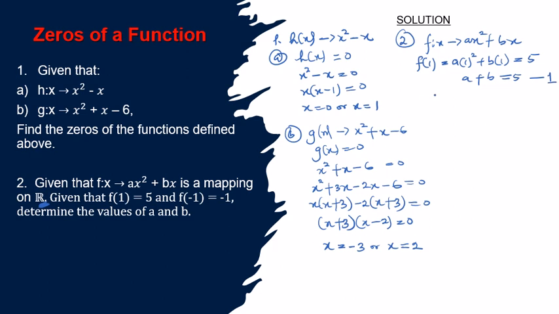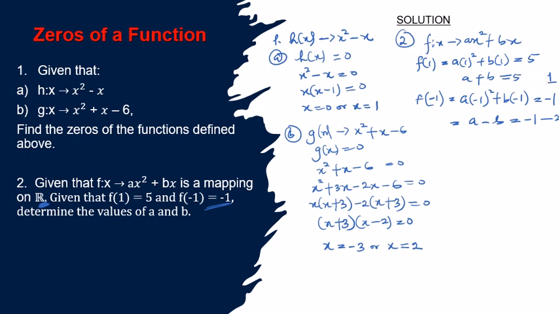Equation 1. So let's come to f of negative 1, which is equal to a into negative 1 squared plus b into negative 1, which is equal to what? Negative 1. Remember, f of negative 1 equals negative 1. This is the condition here. So we have a minus b equals negative 1. So let's call this equation 2. Equation 1 and equation 2.